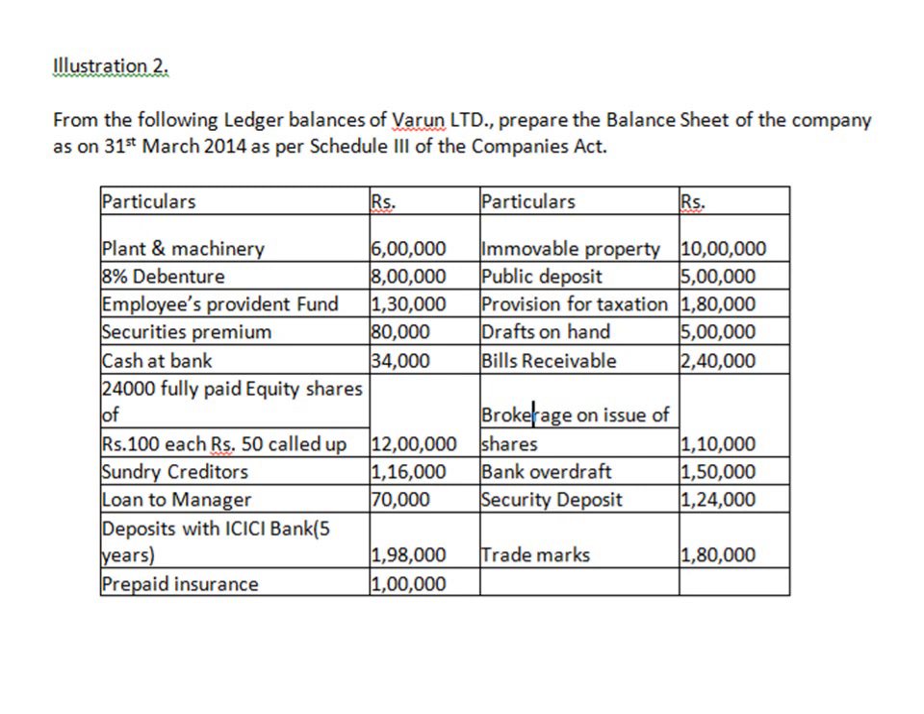Then brokerage on issue of shares is an other non-current asset. And then we have bank overdraft, which is a short-term borrowing. Security deposit is a long-term loan and advance. Then we have trademarks. Trademarks is an intangible asset.